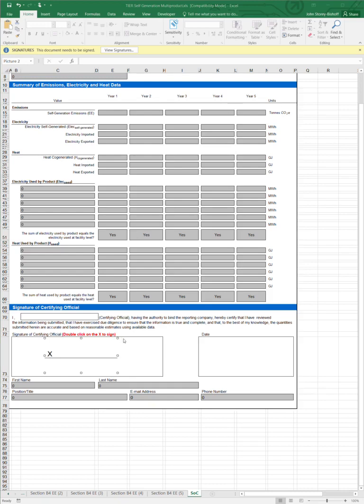You may either sign within the box or select an image of your signature. The name of the person signing should match the indicated certifying official in the form. The electricity used and heat use quantities that appear here for each of the products are the values that must be entered in the individual products and products benchmark application forms in section B4E. Further edits to the form after signing will clear the signature. Thank you very much.